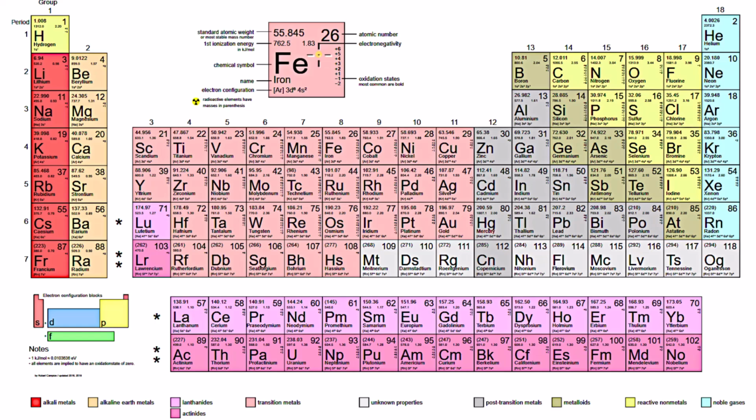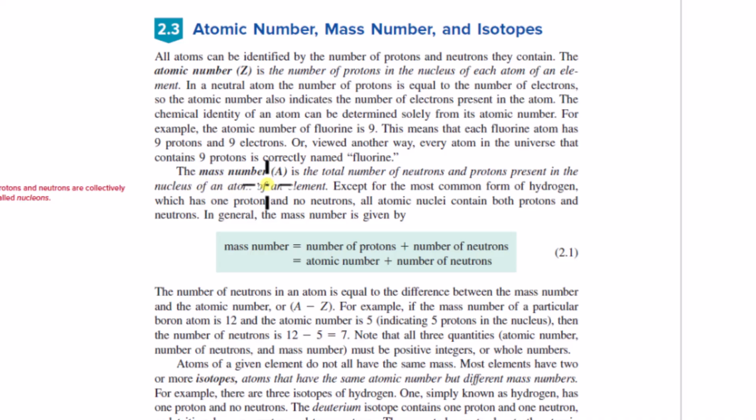It's actually not enough to uniquely identify a given atom. And this can get a little bit confusing. So the atomic number is enough to uniquely identify an element, but not any given atom. Okay, so what do I mean by that? Let's keep reading. Okay, the mass number, A, is the total number of neutrons and protons present in the nucleus of an atom of an element.